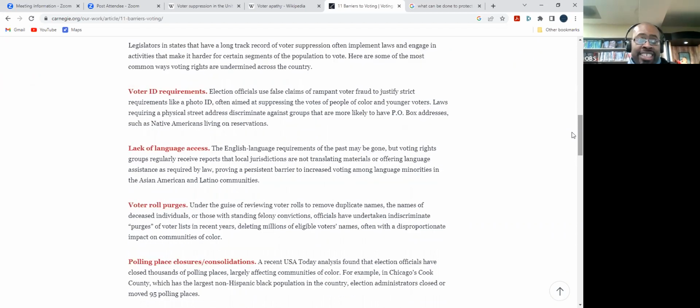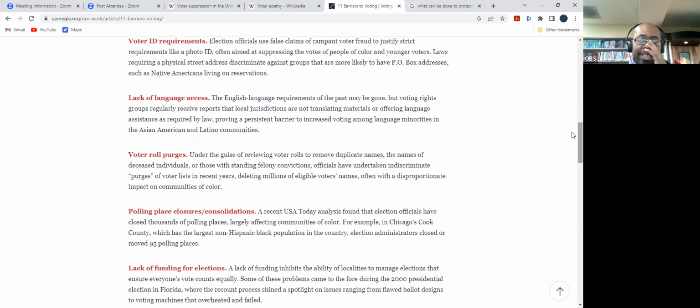Another barrier is the lack of language access. The English language requirements of the past may be gone, but voting rights groups regularly receive reports that local jurisdictions are not translating materials or offering language assistance as required by law, providing a persistent barrier to increased voting among language minorities and the Asian American and Latino community.